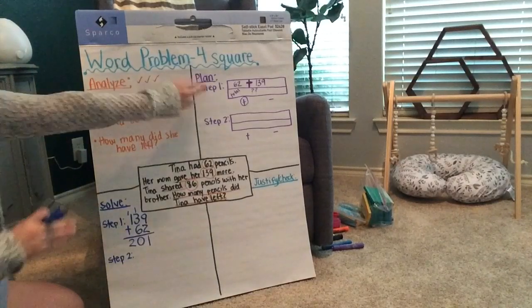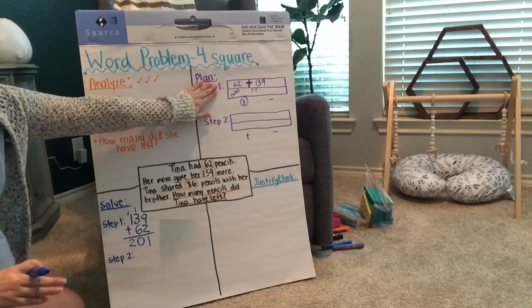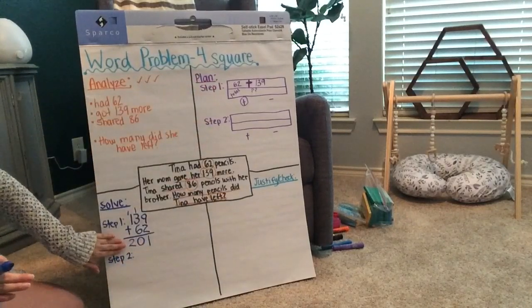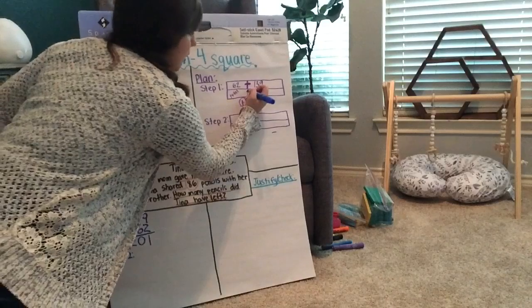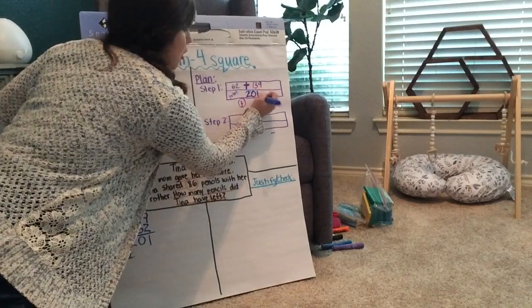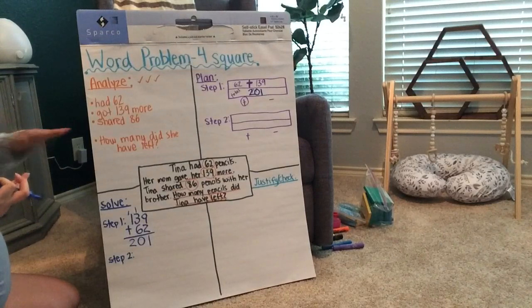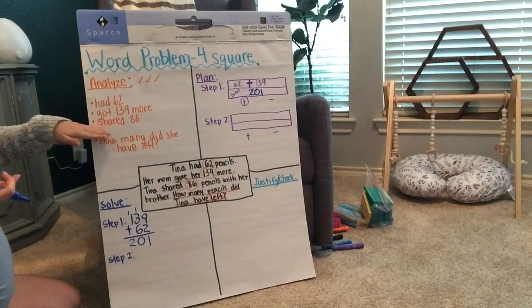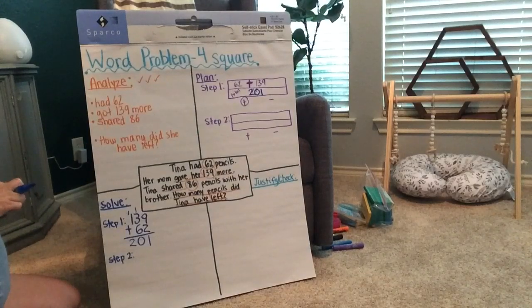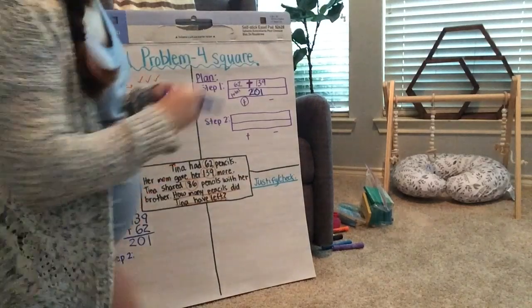So now I can come back here, and now I know my total. My total is 201. So I can go ahead and put 201, and I have my first part done. Okay? Now I need to come back to what happens after she shared with her little brother.